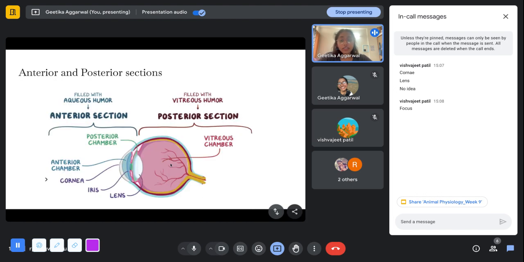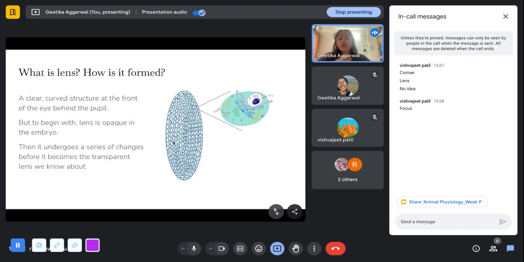As we saw earlier, here is the lens. So we see that it's like a clear, transparent structure. But when we begin as an embryo in our mother's womb, the lens is not transparent. It's actually opaque, and it's a curved structure. It is filled up with cells all throughout. Okay, and all of these cells look like regular animal cells.